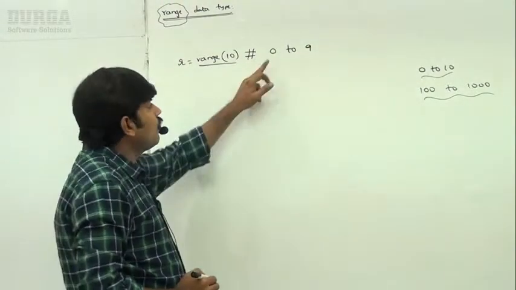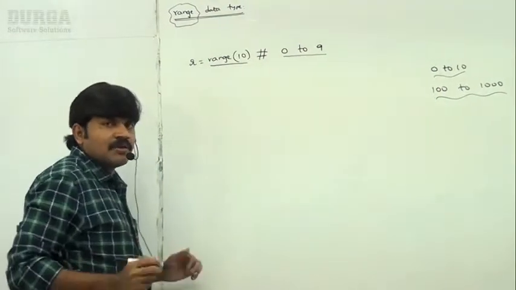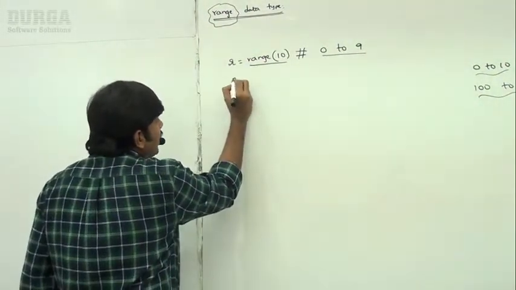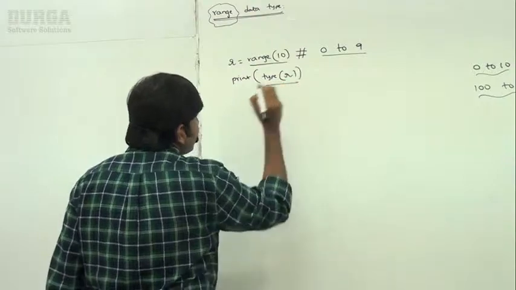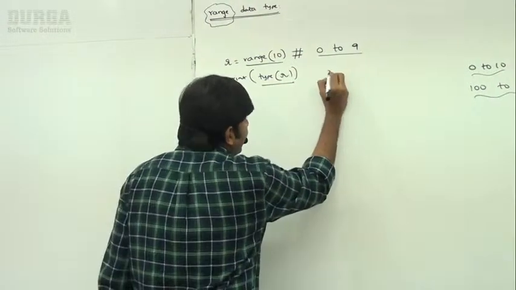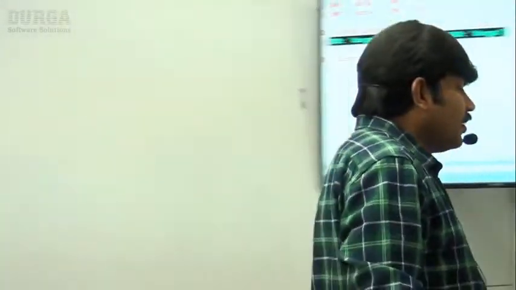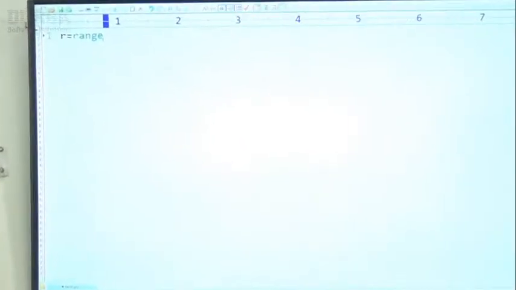If you want to represent a sequence of numbers from 0 to 9, this is the way. Where is the proof? How can you conclude it contains 0 to 9? Very simple. First let me show what the type is. Print type of R. Now what are you going to get? Let me cross check. R is equal to range of 10, print of type of R.